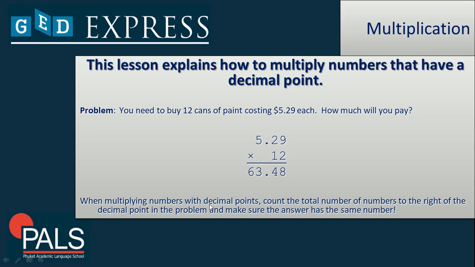Now, in multiplying numbers with decimal points, you count the total numbers to the right of the decimal points in the problem and make sure the answer has the same number. For example, in this case, you multiply 12 as if you are multiplying it with a whole number, and you will get 6348, and then you will count the number of decimals that you have in here, and then you put the point on that specific place. Suppose this one is 2, so you count here 1, 2, and you put the decimal over here.